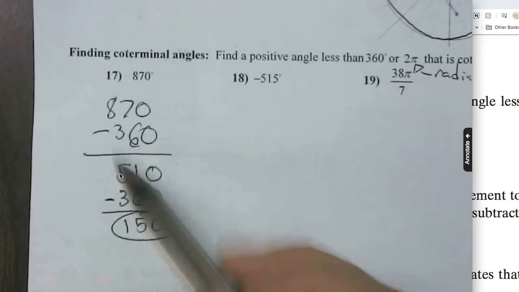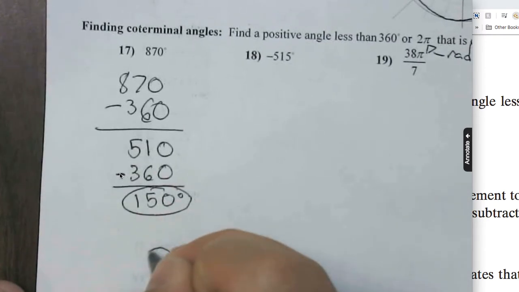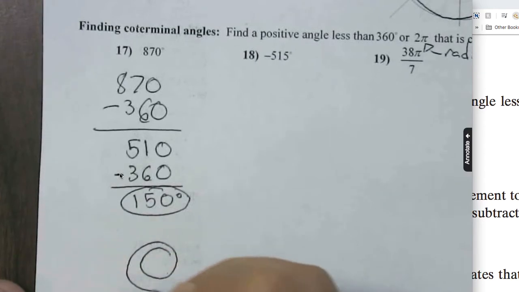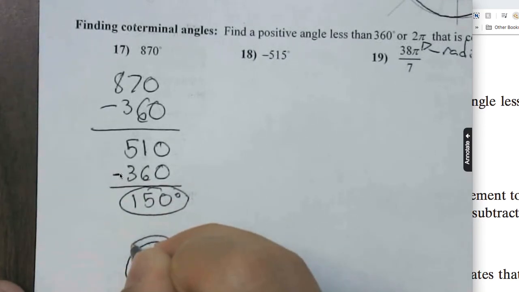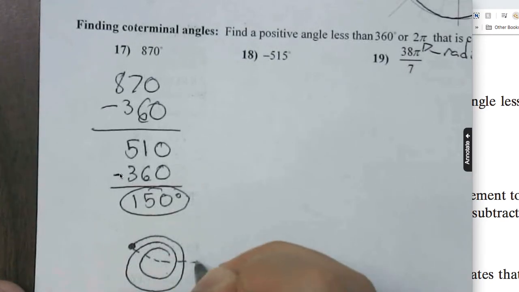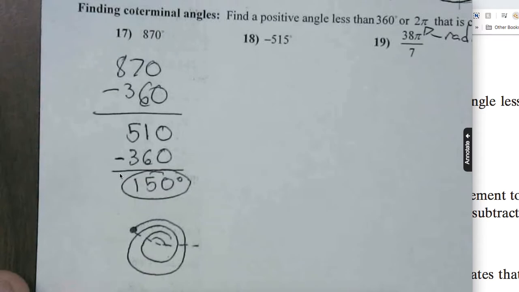So if we were going to graph this out on a unit circle, we would be taking a full 360, a second interval of 360 degrees, and then we just go to 150 degrees, which is probably right here, which, if you think about that, makes sense that it would be about 150 degrees for our coterminal angle.